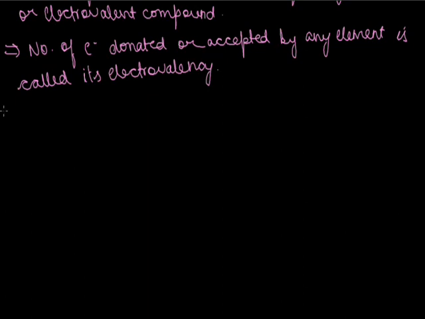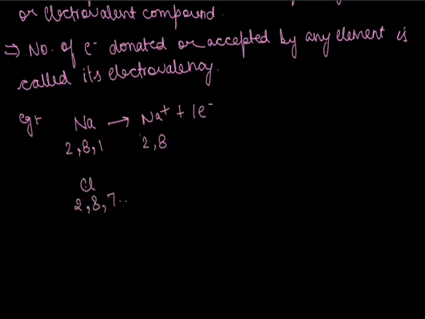Electrovalence. Suppose we take the example of Na, electronic configuration 2, 8, 1. It loses 1 electron and forms a positively charged ion. Similarly, chlorine's electronic configuration is 2, 8, 7. It gains 1 electron and forms a negatively charged ion. Due to the opposite charges of Na plus and Cl minus ions, they are bonded by electrostatic force of attraction to form a new compound, NaCl.